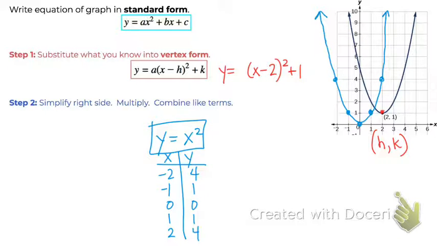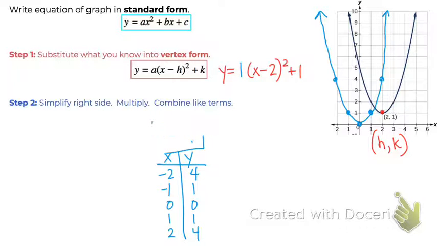And then when you look at this parabola, now in blue, the parent function, and compare it to the one in black, we see that they look like they are the same shape. So it didn't get wider or thinner compared to the parent function. That means that A equals 1.